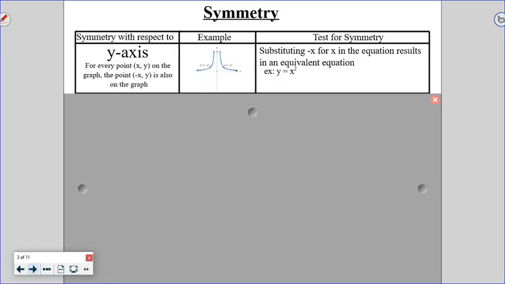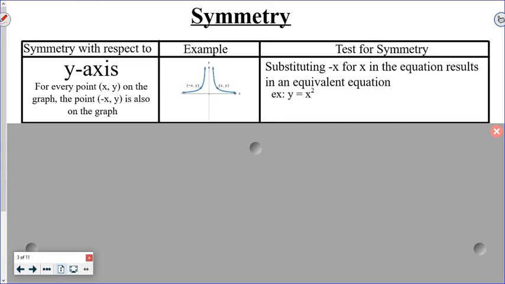All right, of what you are going to see on this page, and I'm going to zoom in just a little bit, I will tell you that the important part is that last column. You need to know how to test for the symmetry. So I'm going to zoom in a little bit so you can see this a little bit better.